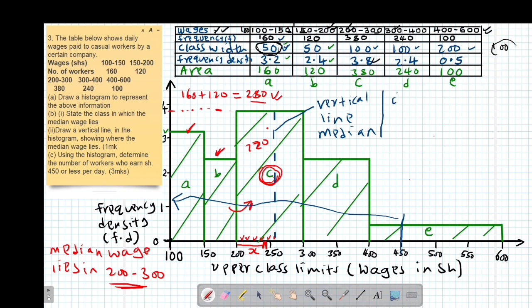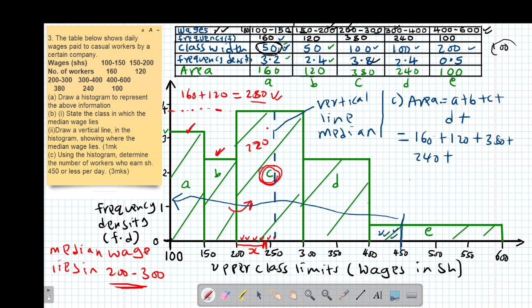Therefore, for part C, we'll add the area of A, then you add that of B, you add that of C, then you add the area of D. Then of course within E, you are only going to take the area of this small part here. Area A we had already computed: it was 160, plus area B is 120, then plus the area of C, which is 380. Then the area of D is 240.